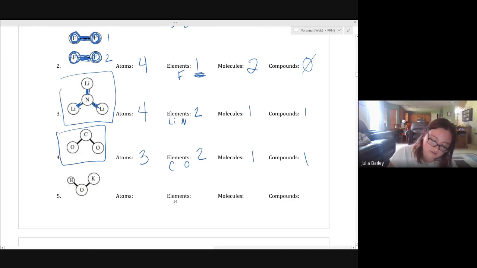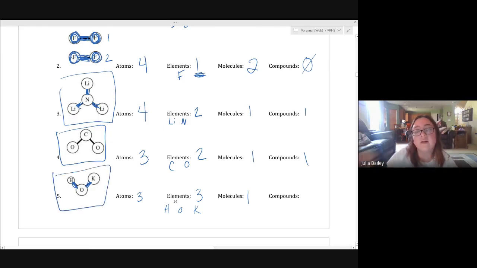And in our final problem, H, O, and K, that is 3 atoms. And hydrogen, oxygen, and potassium, that's also 3 different elements. They're all connected together into one big piece, so that's 1 molecule. And the whole thing has more than 1 element, all connected together, so that is 1 compound.